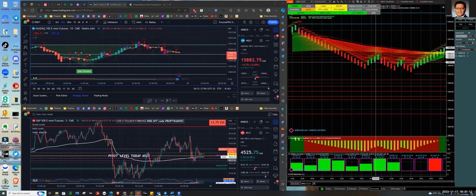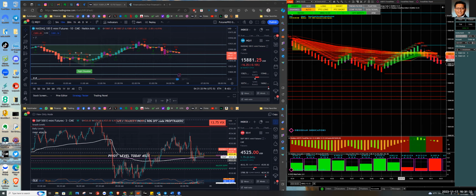Now, the bot would have gotten you in long. This would have been a losing trade. This right here would have been a losing trade. This coming back up, if not break even, a losing trade. And then this would have been a losing trade. And then finally, this one over here would have taken you to profit.